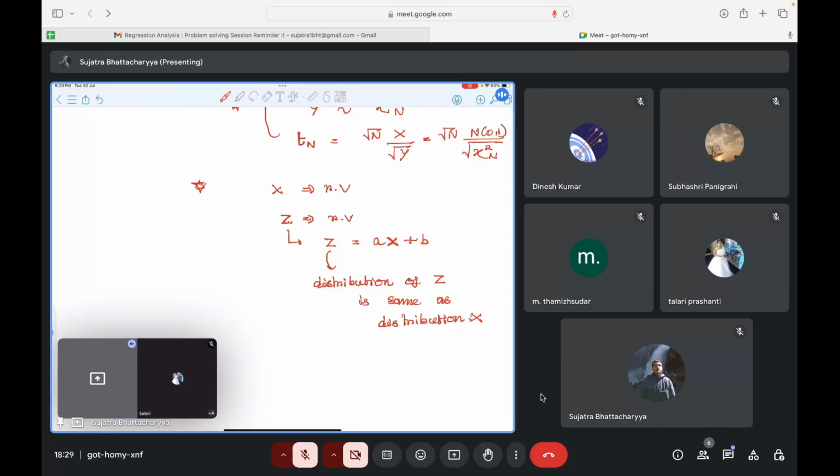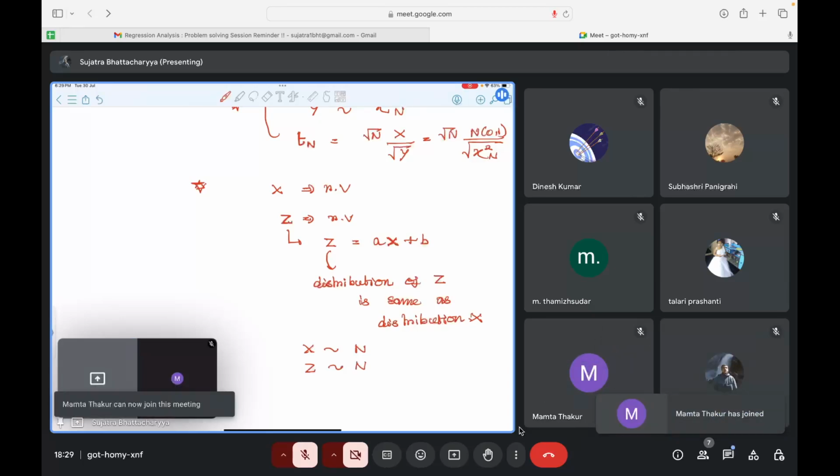What does that mean? If x is a normal distribution, then z will also be a normal distribution. Just remember this. If x is your normal distribution and z is another random variable, which is a linear function of x, the random variable which is having normal distribution, then z will also have the same distribution, that is the normal distribution, but the population parameters might be different. That is the thing. Population parameters might be different based on this linear relationship.